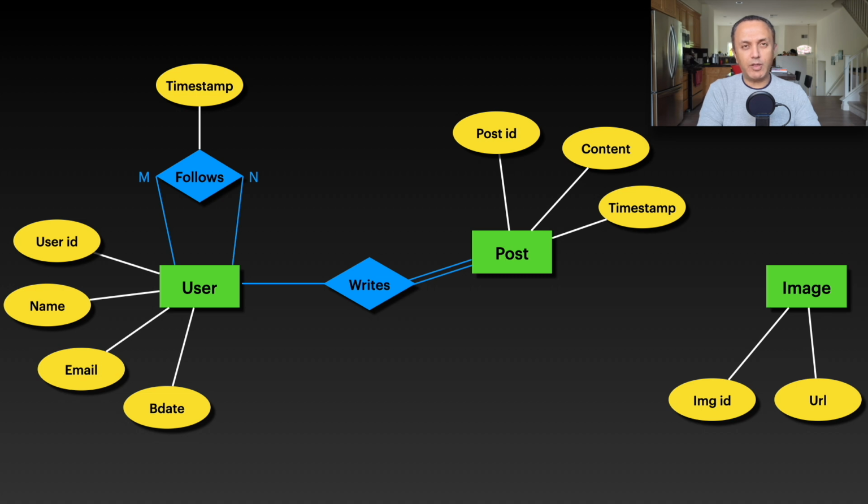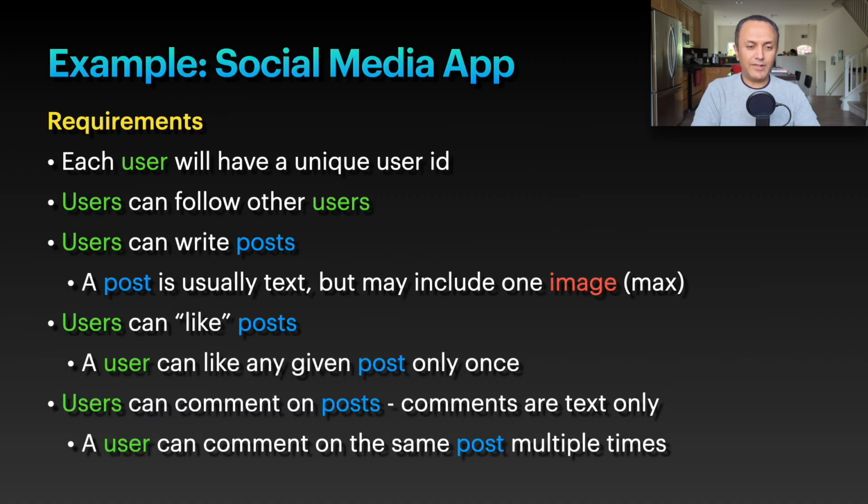So that's participation. What about cardinality? From the user side, how many posts can a user write? A user can write many posts. So this is many on this side. From the post side, how many users can write a post? A post is written by only a single user. So this is a 1 from this side. Let's go to the next one.